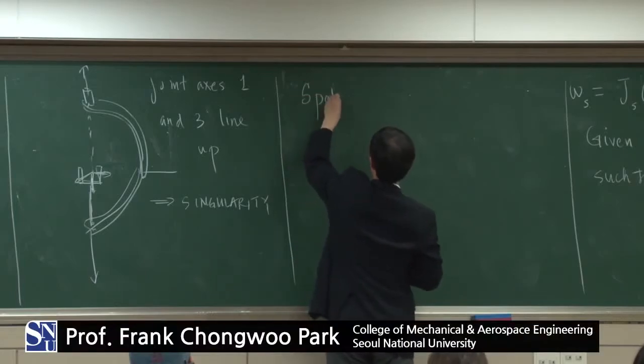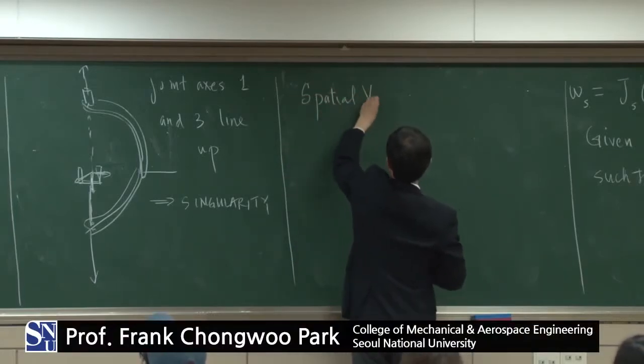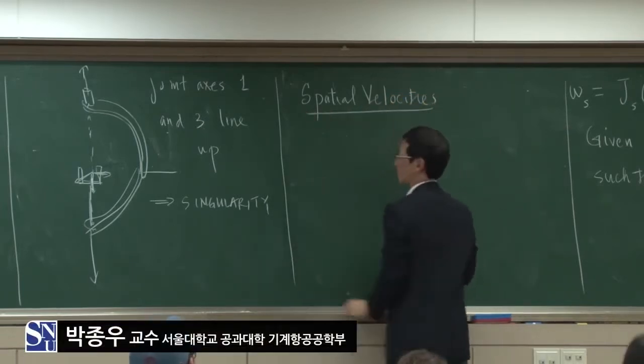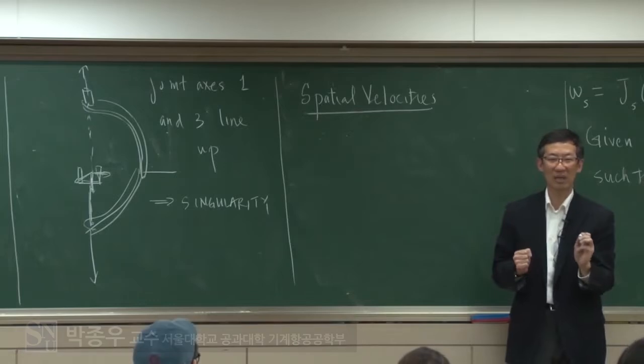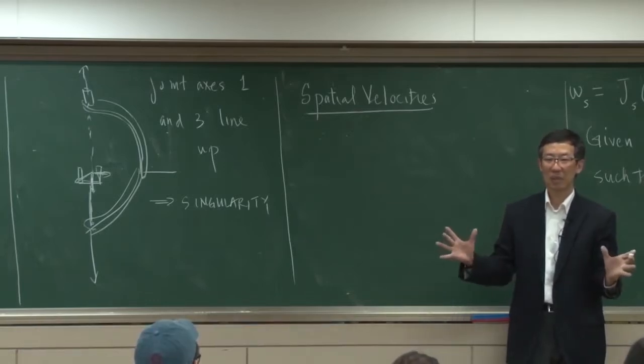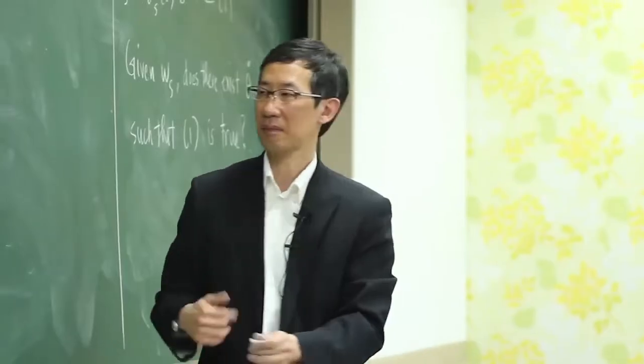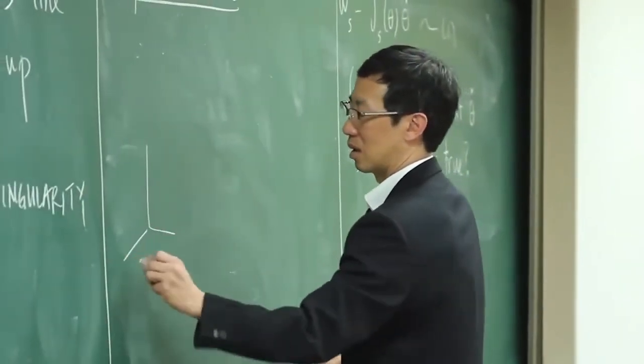Now let's look at spatial velocities. Okay, so we just talked about angular velocities for now. Now let's take both position and orientation information and combine it. All right, so here's the situation.